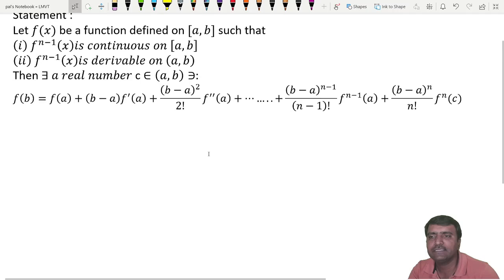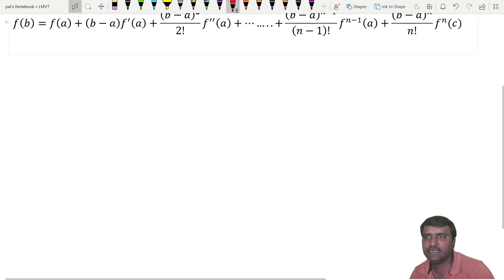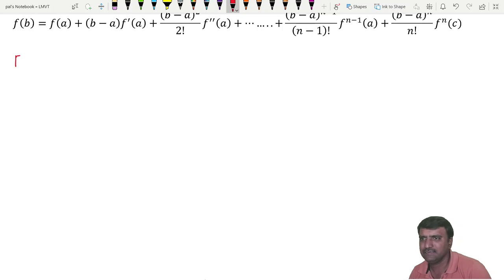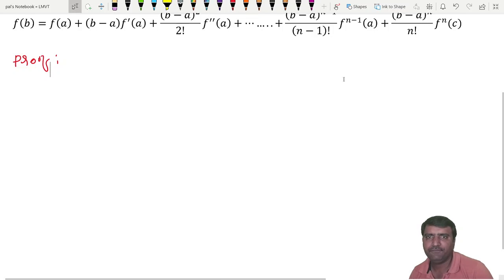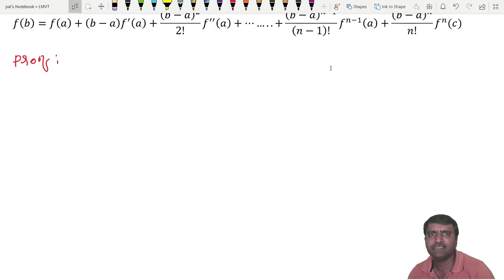Yes, to prove this, let us take the proof of this theorem. The n minus 1th derivative of the function f of x is continuous. That means its previous derivatives like f of x, f dash of x, f double dash of x, the third derivative, the fourth derivative, all those derivatives of a function are again functions. It may be a constant function or something else.